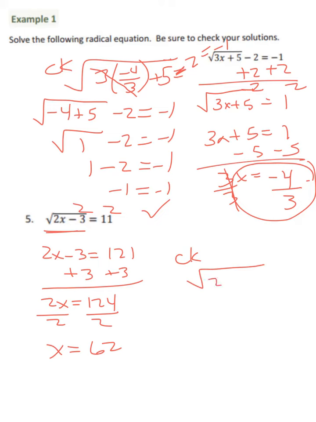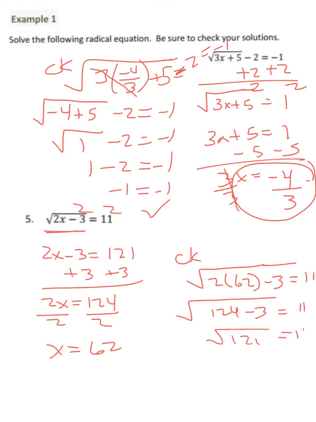Square root of 2 times 62 minus 3. Does that equal 11? You get the square root of 124 minus 3. Does that equal 11? Square root of 121. Does that equal 11? And sure enough, it does. It works. So our answer was good. All right? Getting the hang of it, I think you're going to feel much more comfortable with this than some of the other stuff we've done over this entire unit, especially those rational expressions and adding, subtracting, factoring. So let's move on. I think I got another example or so for you.